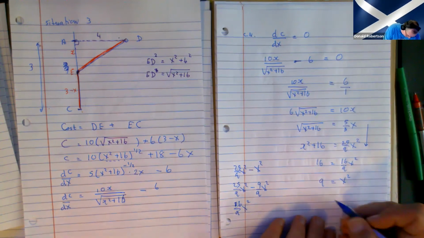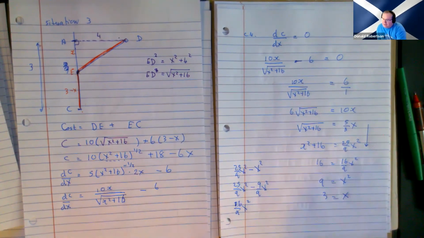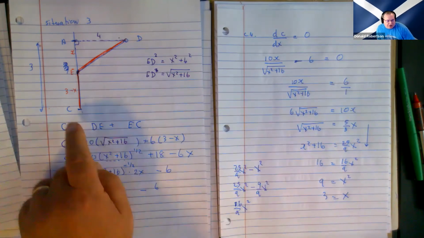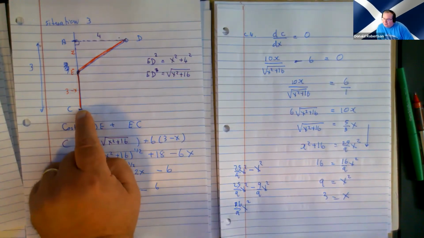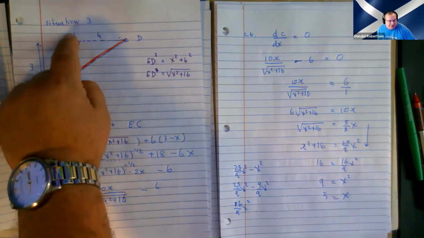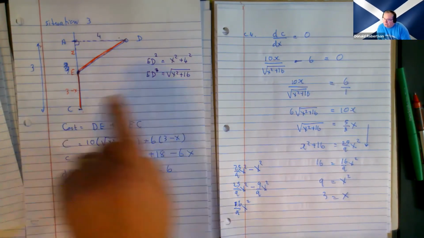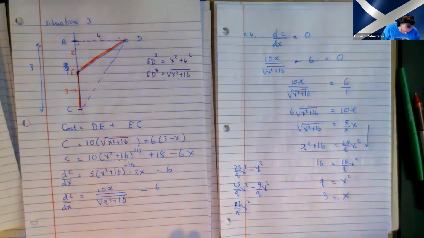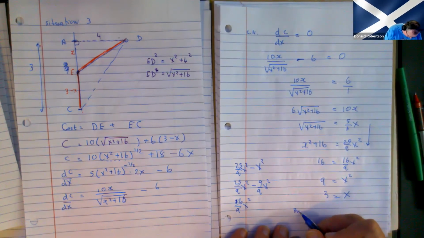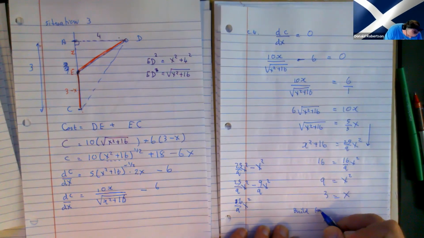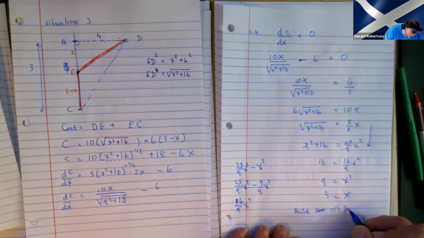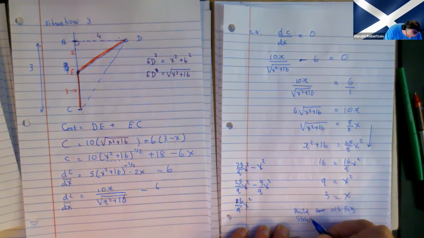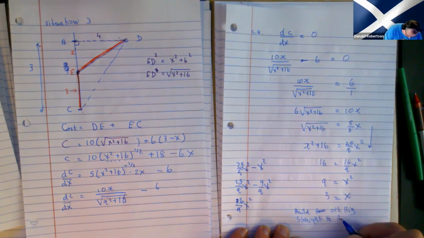At this point, would you agree that x equals 3? Are we good? Now, what does that mean? Doesn't that mean you actually do build straight to there? Because if x is 3, won't it mean here? So there you go. The solution is build from the oil rig straight to the refinery.